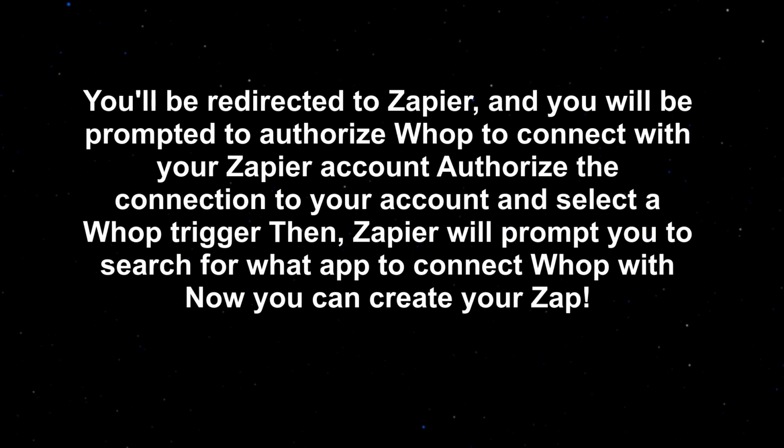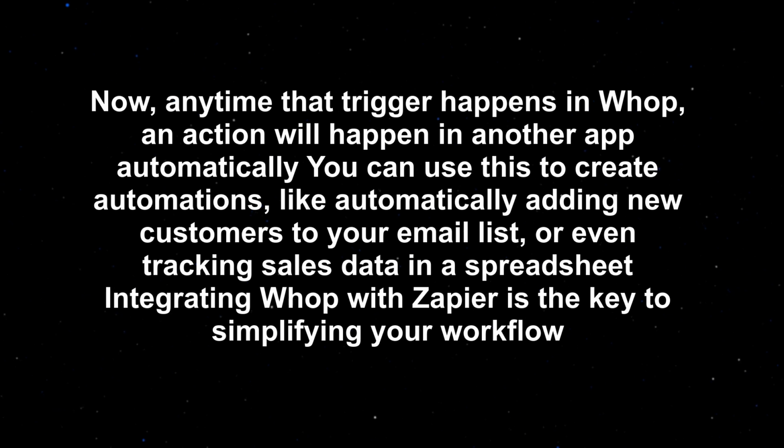You'll be redirected to Zapier, and you will be prompted to authorize Whop to connect with your Zapier account. Authorize the connection to your account and select a Whop trigger. Then, Zapier will prompt you to search for what app to connect Whop with. Now you can create your Zap. Now, anytime that trigger happens in Whop, an action will happen in another app automatically.